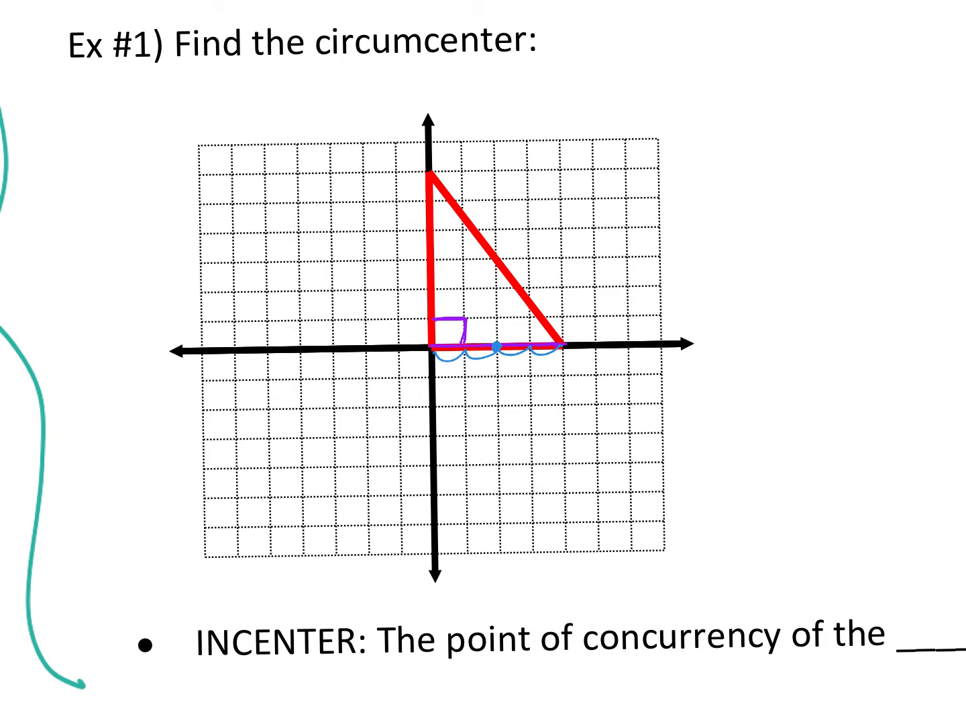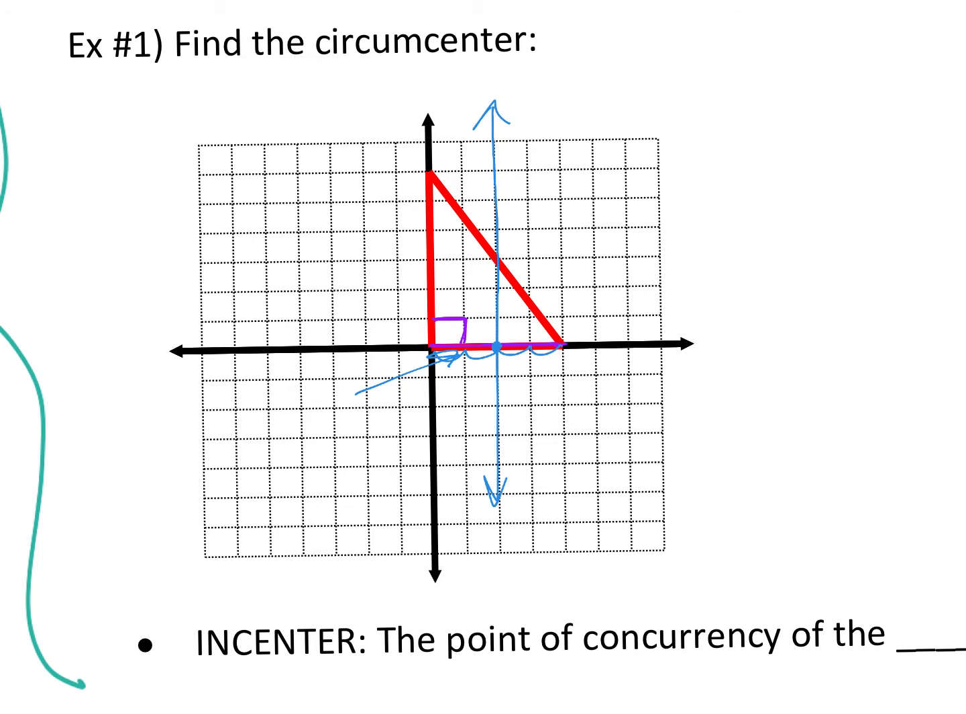And perpendicular to a horizontal line is what kind of line? A vertical line, right? So we're going to do a vertical line right here. That is the perpendicular bisector of this segment. Okay, so that's one perpendicular bisector.